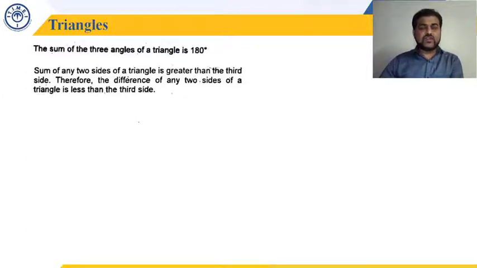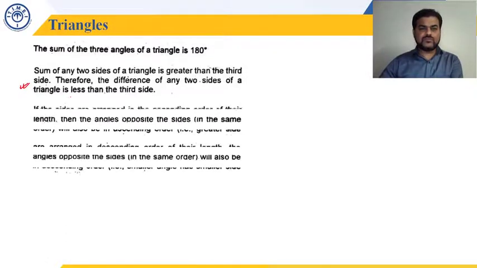If this property is not true, you will not be able to make a closed figure using three sides, so you will not get a triangle. This is a very essential property. The sum of any two sides must be greater than the third side, and the difference of any two sides must be less than the third side.